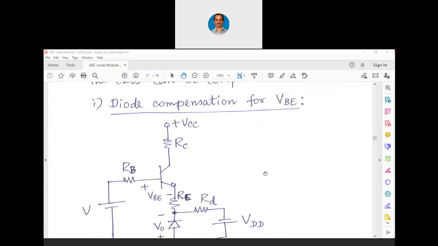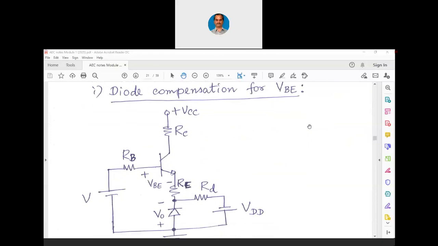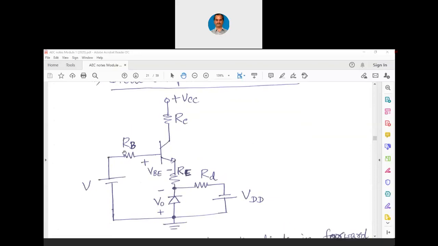So let me explain to you this particular circuitry, which is called diode compensation for VBE. Now just look at the circuitry. Here we have this particular base bias itself or self bias itself, or even this RB can be replaced with R1 parallel with R2. Now this is a general biasing circuitry where we have the biasing resistance at the base and we have them at the collector as well as at the emitter.